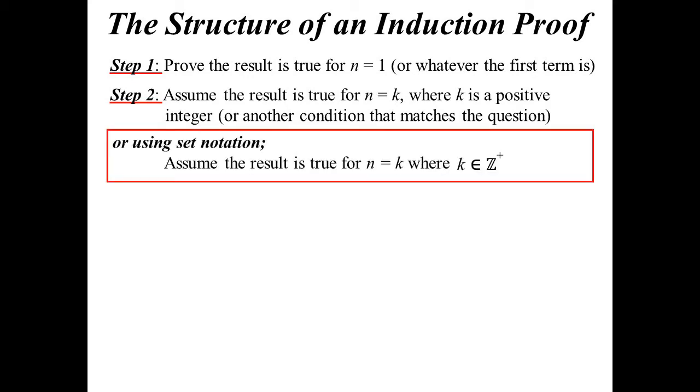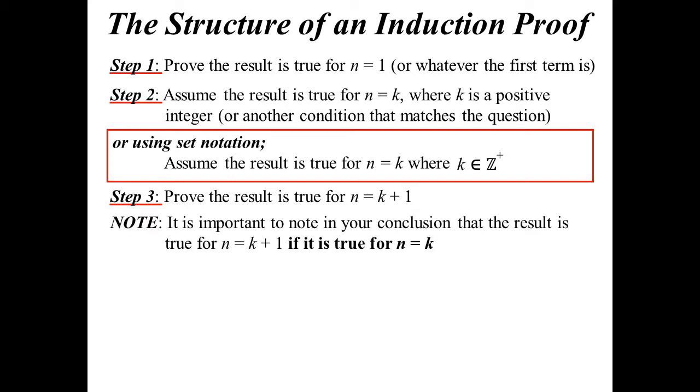Now, if you want to use set notation, then I would say, assume the result is true for n equals k, where k is an element of the positive integers. Now I'll go and prove it true for the case k plus 1. But in there, I'm going to use my assumption. And so when we conclude this step, this is basically the crux of the induction. You must include it. In your conclusion, what you're basically saying is, I've proved it true for k plus 1, but it only works if my assumption is correct.